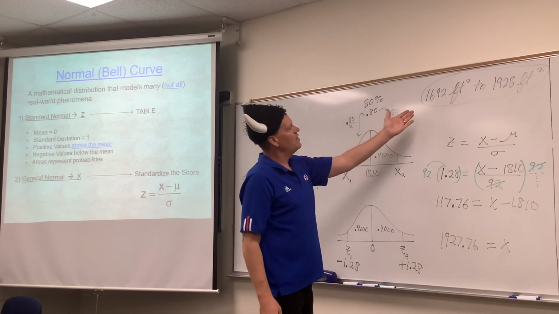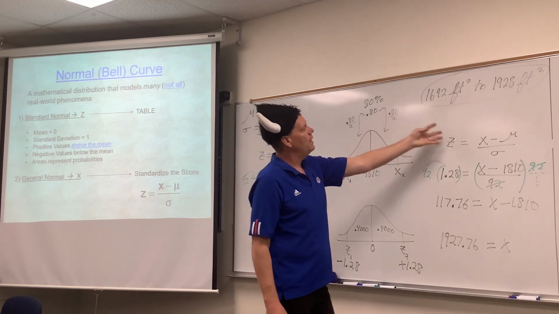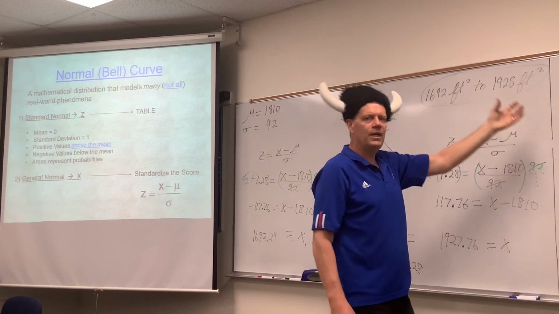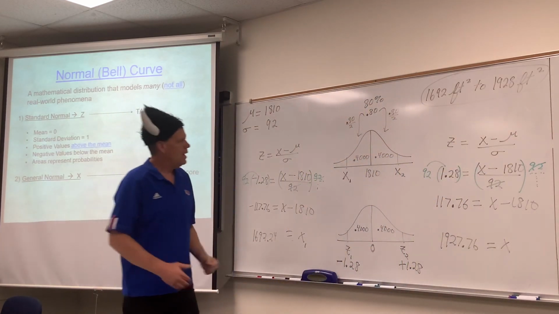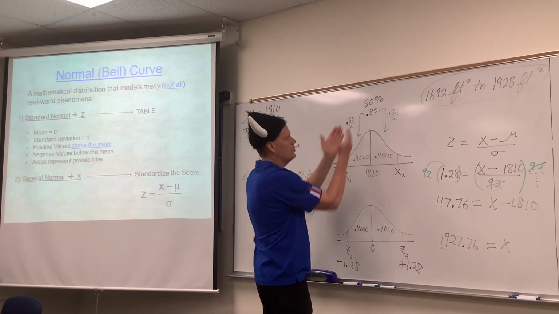But anyway, 1,692 square feet to 1,928 square feet. That would be the range of sizes that this contractor would want to build in order to capture the middle 80% of the bell curve.